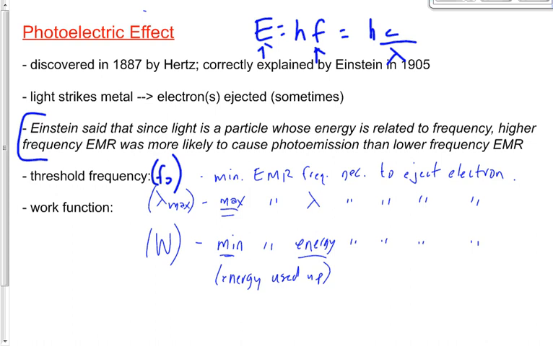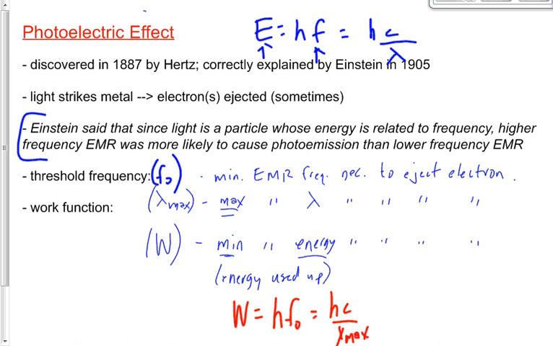An equation for the work function. W is equal to, well, if energy is h times f, then minimum energy would be h times minimum f, right? The threshold frequency. Well, if energy is hc over lambda, then work function would be hc over lambda max.